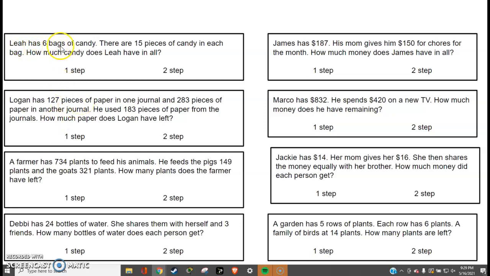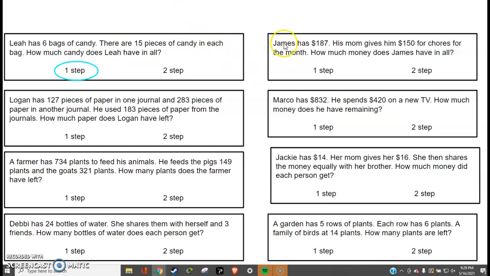Lee has 6 bags of candy. There are 15 pieces of candy in each bag. How much candy does Lee have in all? So, do you think we're going to do one thing or two things to this problem? That's right, we're going to do one thing. So this is a one-step problem.